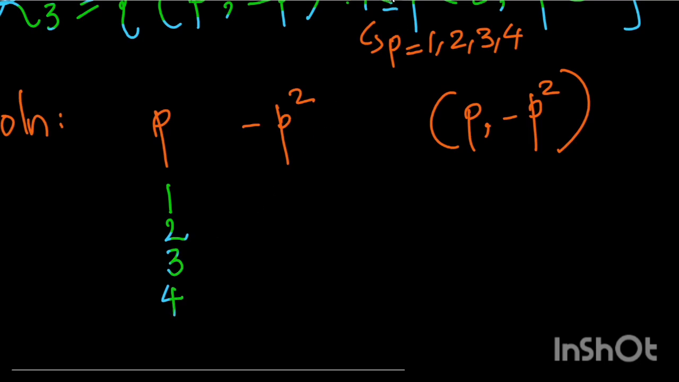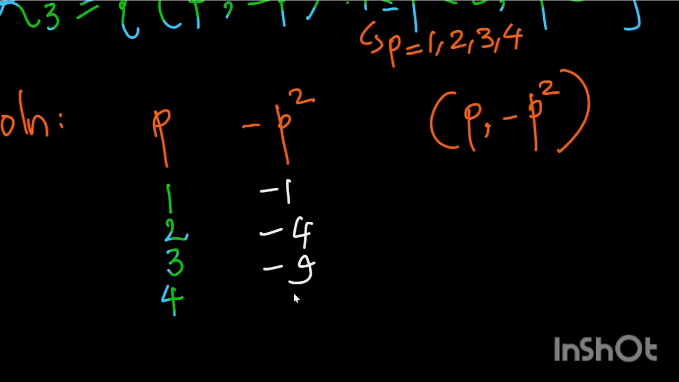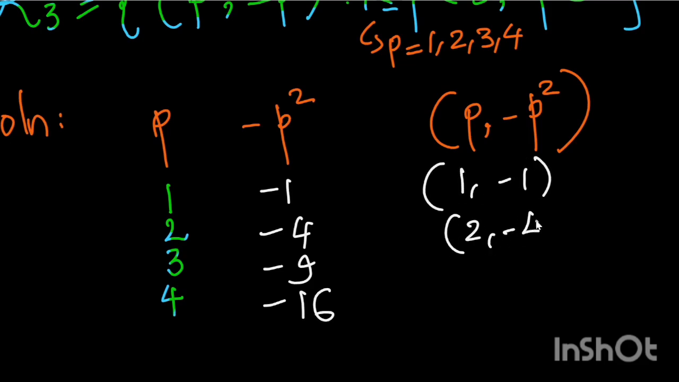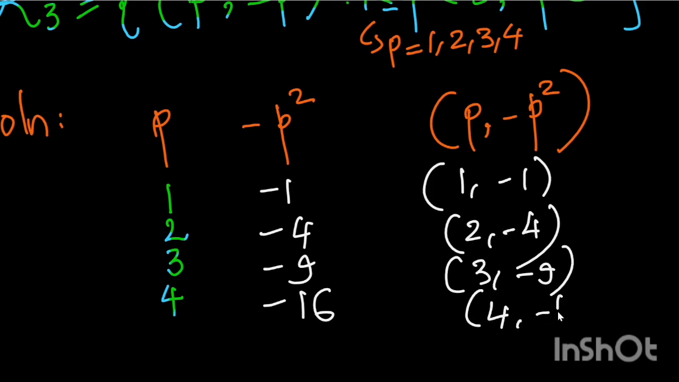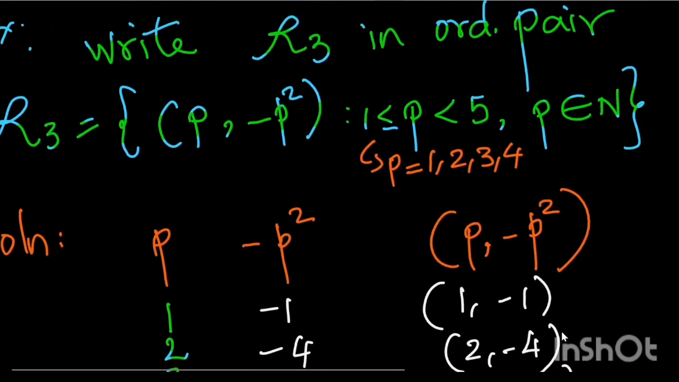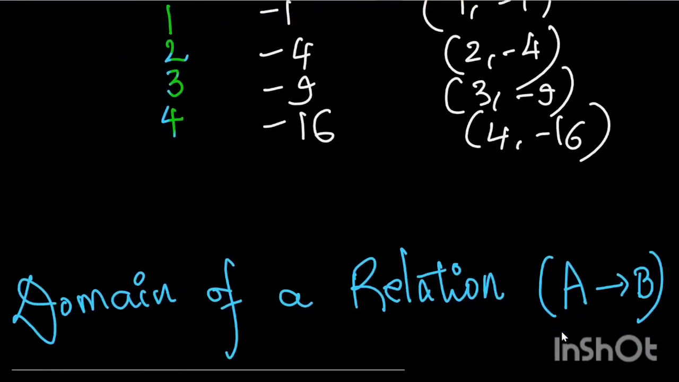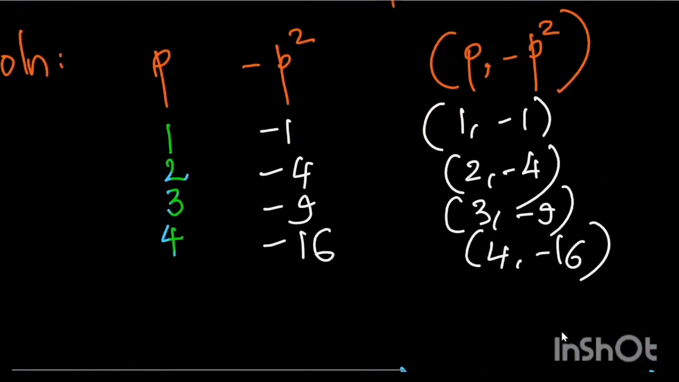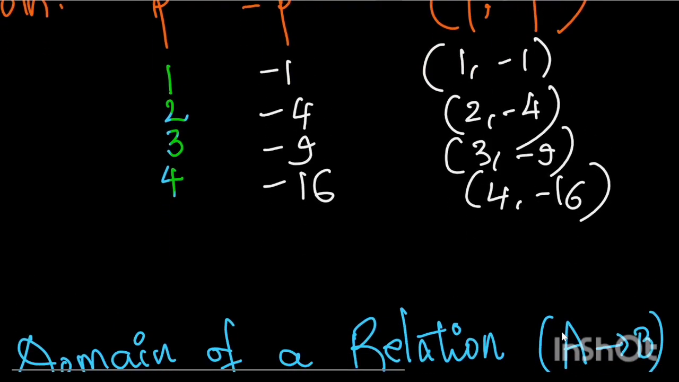If you square it, 1 square is 1, so minus 1. 2 square is 4, which is minus 4. 3 square is 9, which is minus 9, and then minus 16. So these are the 4 ordered pairs possible, which is R3.